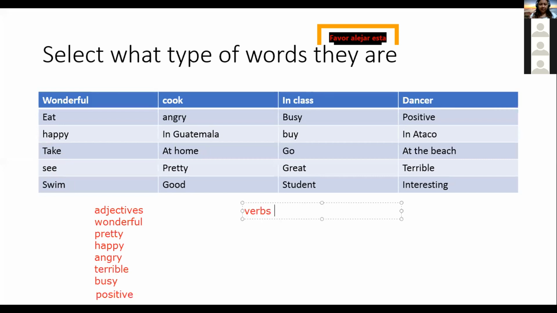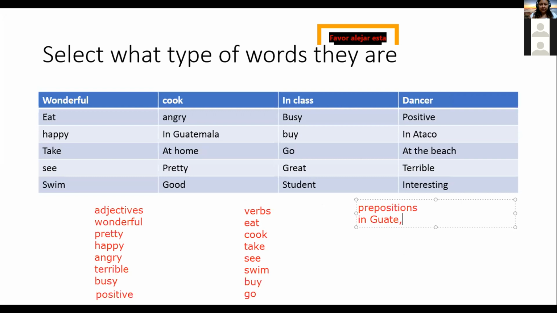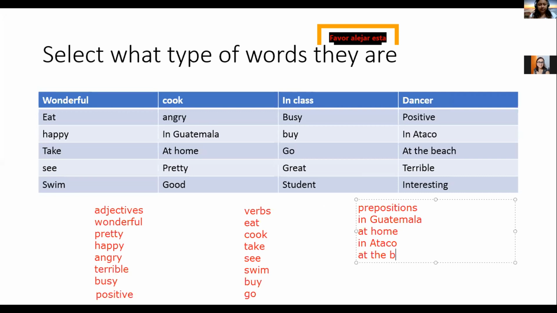Now, verbs. What verbs did you find? Eat, cook, take, see, swim, buy, go. Prepositions of place: in Guatemala, at home, in a taco, at the beach, in class. Very good. I think that's it.